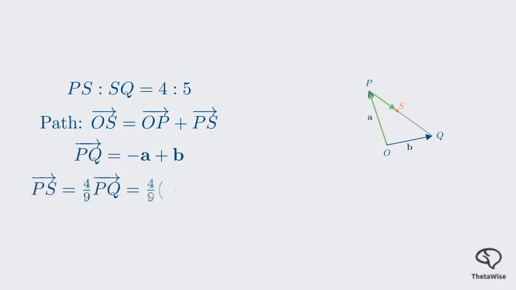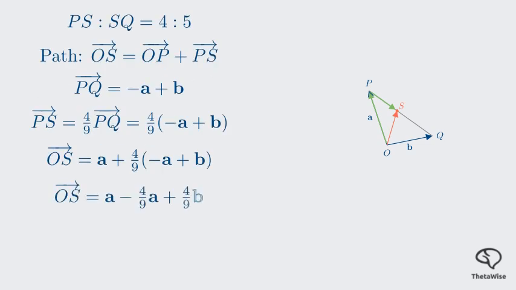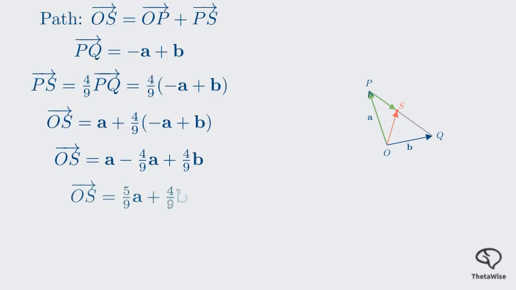Now, because the ratio PS to SQ is 4:5, the line is split into 9 equal parts in total. PS is 4/9 of the way along PQ. Finally, we find OS by adding our vectors, OP plus PS. Expanding the brackets, we get A minus 4/9 A plus 4/9 B. Simplified, this gives us 5/9 A plus 4/9 B.